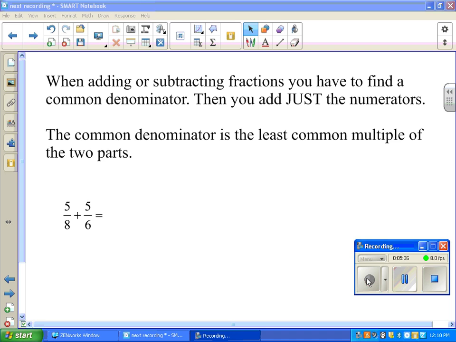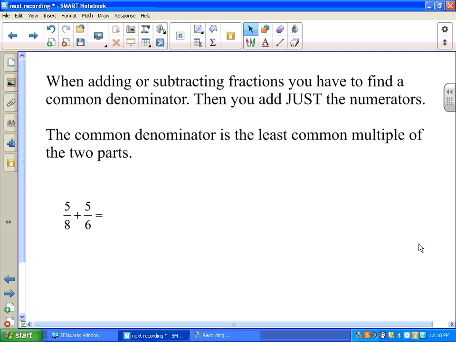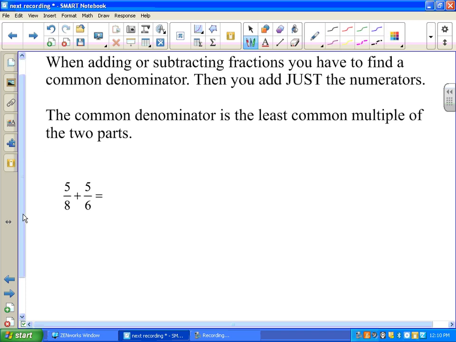Okay, so here's just a quick review of what we went over. When adding or subtracting fractions, you have to find a common denominator. Then you just add the numerators. The common denominator is the least common multiple of the two parts. So for our last example, we want to find a common denominator before adding those together.